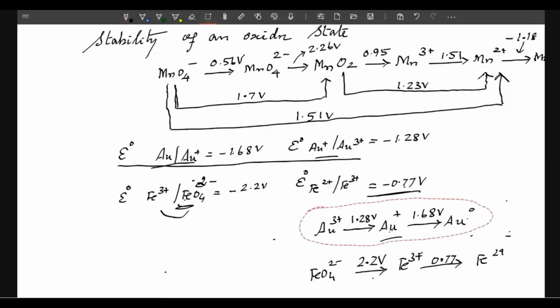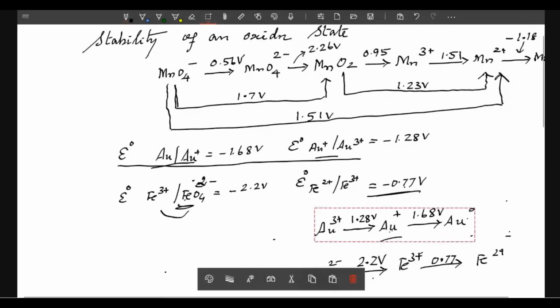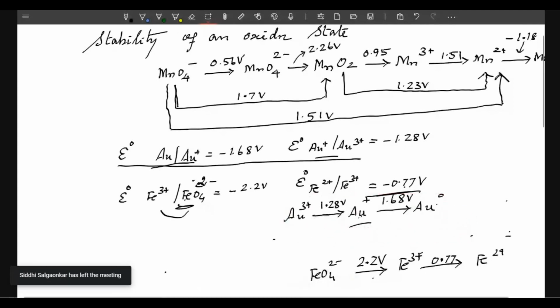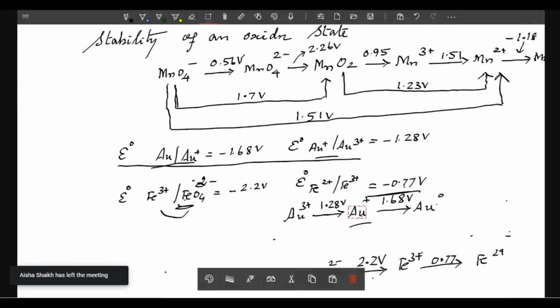Look into this one. Let's start from 1.28 volt. Here you should be going on decreasing. And what about the next one? 1.68, it is increased. Therefore, the trend is ruptured here. Which species is present in that one? Au plus is present. Therefore, you can say that Au plus is unstable. What we have calculated also indicates Au plus is unstable.